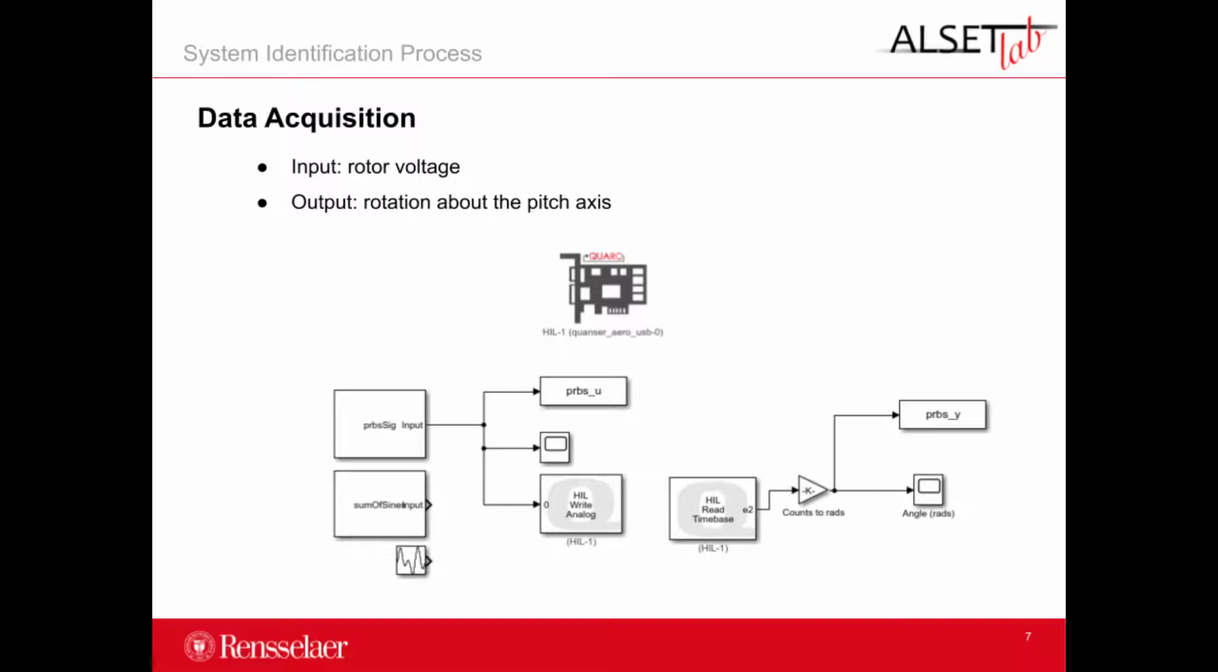Each of these input signals was fed to a variable established in the MATLAB workspace, a scope to monitor the input signal, and a hardware-in-the-loop block to feed the input signal to the Quanser AERO. Another hardware-in-the-loop block is used to record the output signal to another variable in the MATLAB workspace.